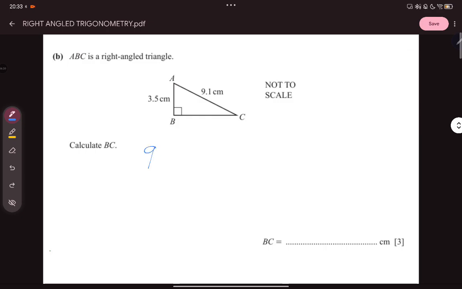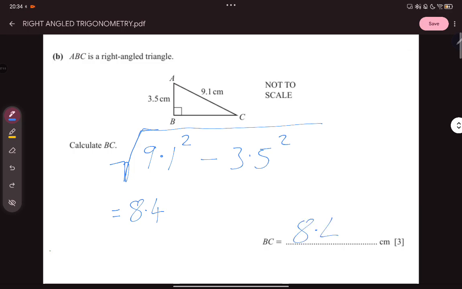So to find a shorter side, it's going to be square, square, subtract, square root for one of the shorter sides. If you are not sure about using Pythagoras theorem, then have a look at the videos that I've put up there about Pythagoras theorem. So 9.1 squared minus 3.5 squared inside a square root sign, and that gives me a fraction first of all, SD button, that will give me 8.4. I'll write it in the answer section just there, 8.4 centimeters.